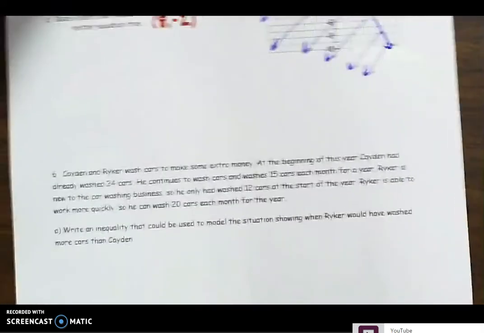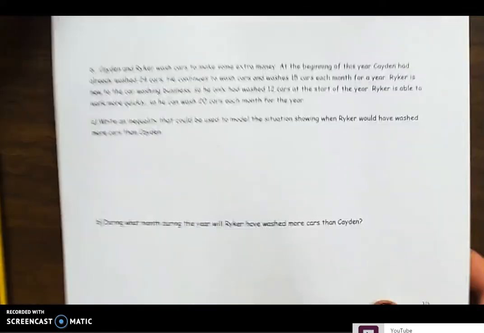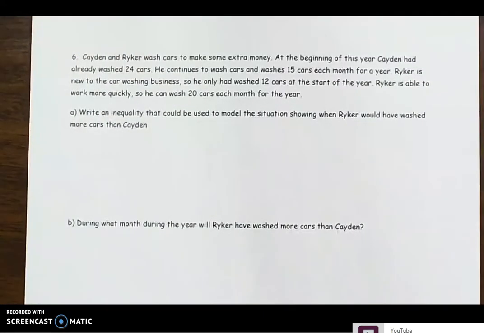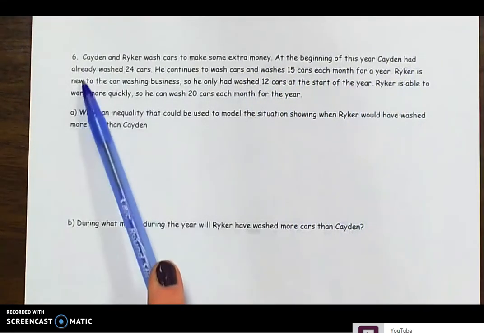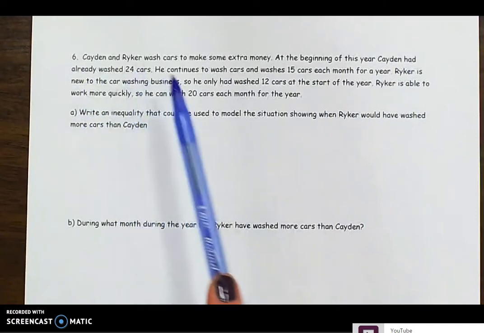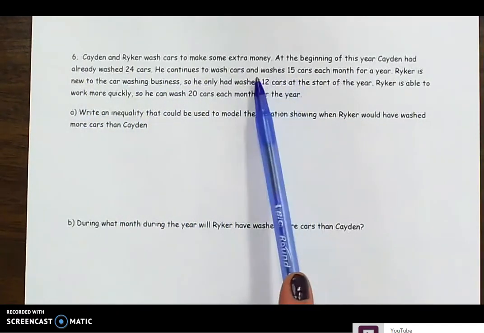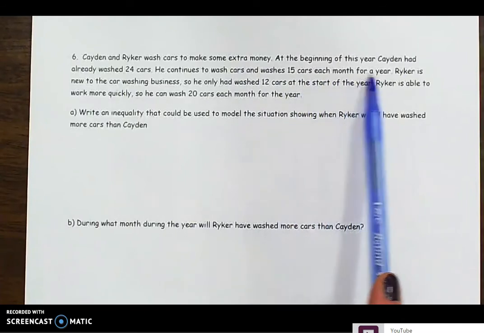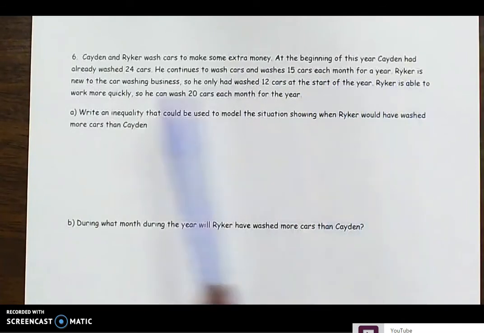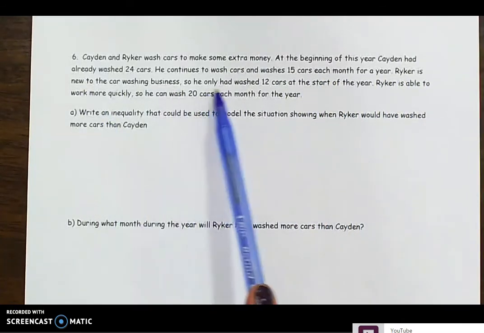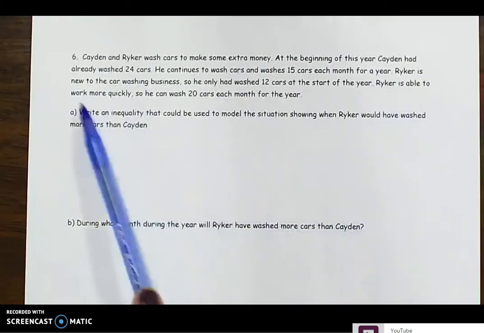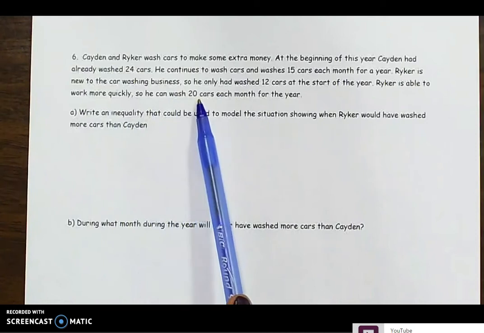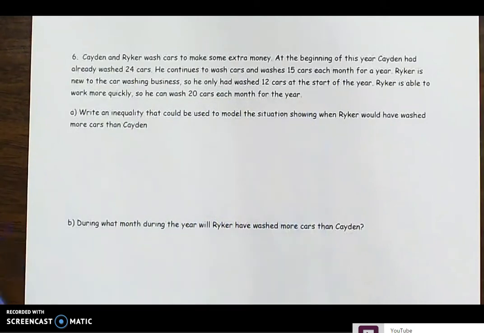All right, so now that we've reviewed how to graph, okay, how to solve, let's go ahead and let's take a look at an inequality in a word problem. So we have Caden and Riker washed cars to make some extra money. At the beginning of this year, Caden had already washed 24 cars. He continues to wash cars and washes 15 cars each month for a year. Riker is new to the car washing business, so he only had 12 cars at the start of the year. Riker is able to work more quickly, so he can wash 12 cars each month for a year.